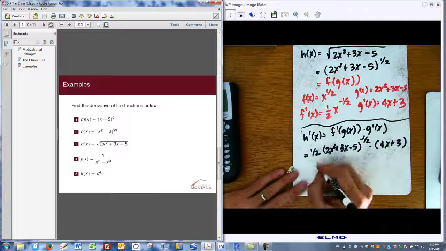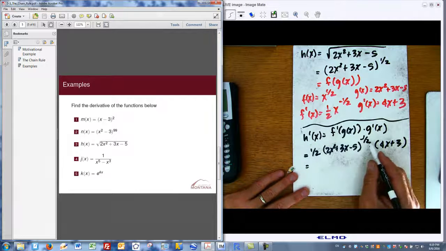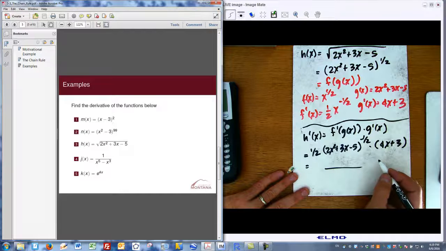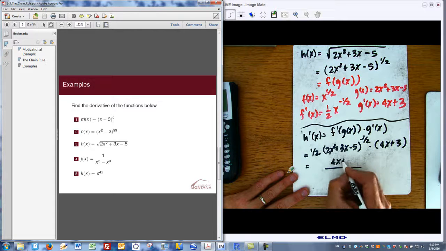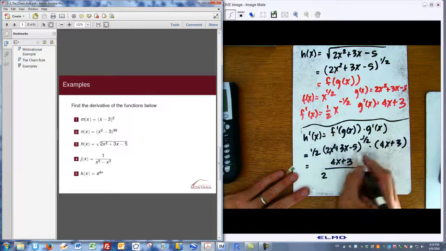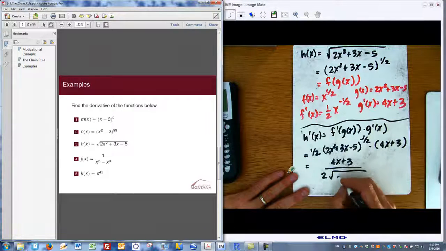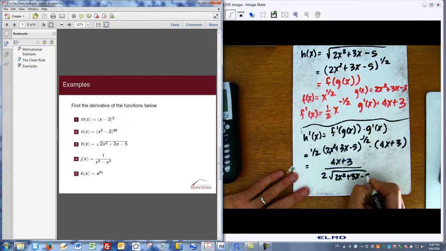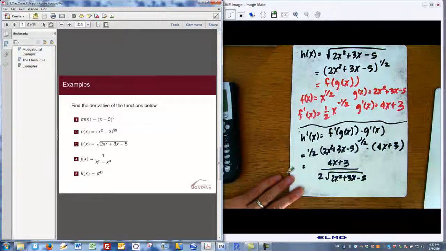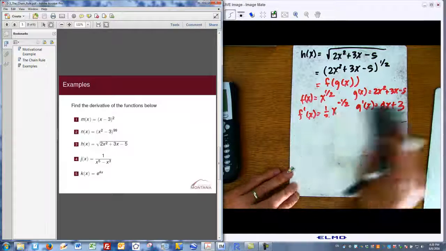We could write it a little nicer. We don't usually like to have negative exponents, so let's write it above and below. So we'd have 4x plus 3 on top. We'd have a 2 down below times the square root of this term, 2x squared plus 3x minus 5. So a perfectly good way to leave that particular answer. Let's try another one.